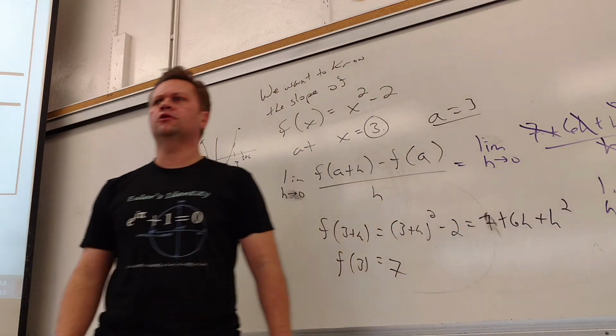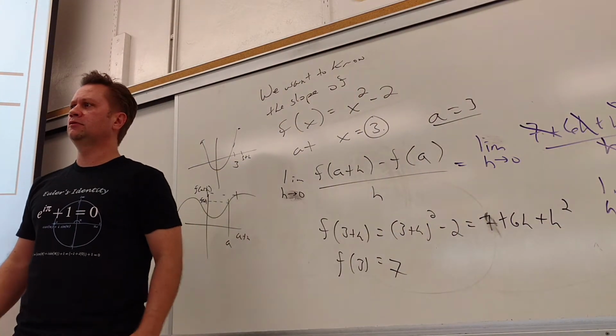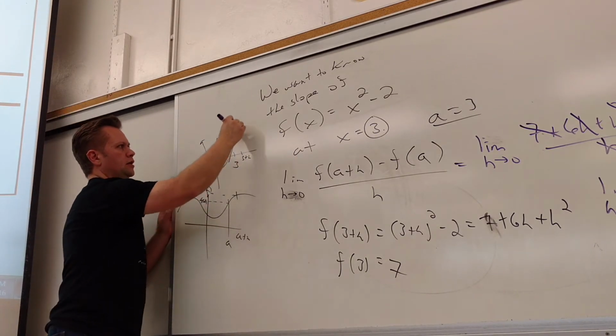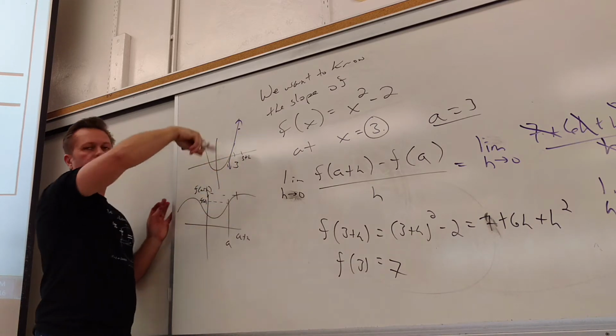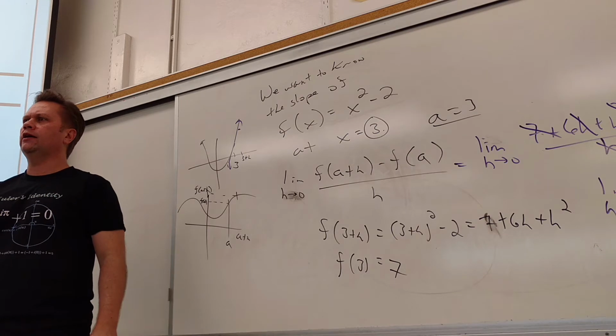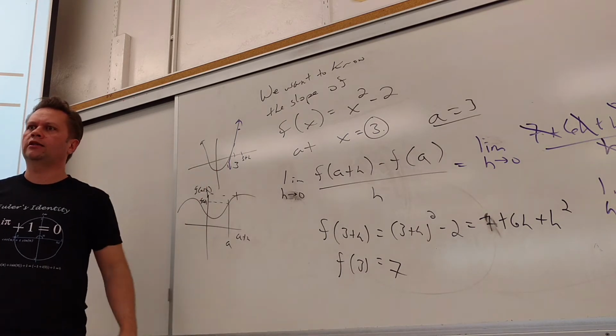All right. So help me out. What is that? The slope. Yeah, good. So at 3, this tangent line would have a slope of 6. So let me go one step further. Can you find the equation of the tangent line at that point?